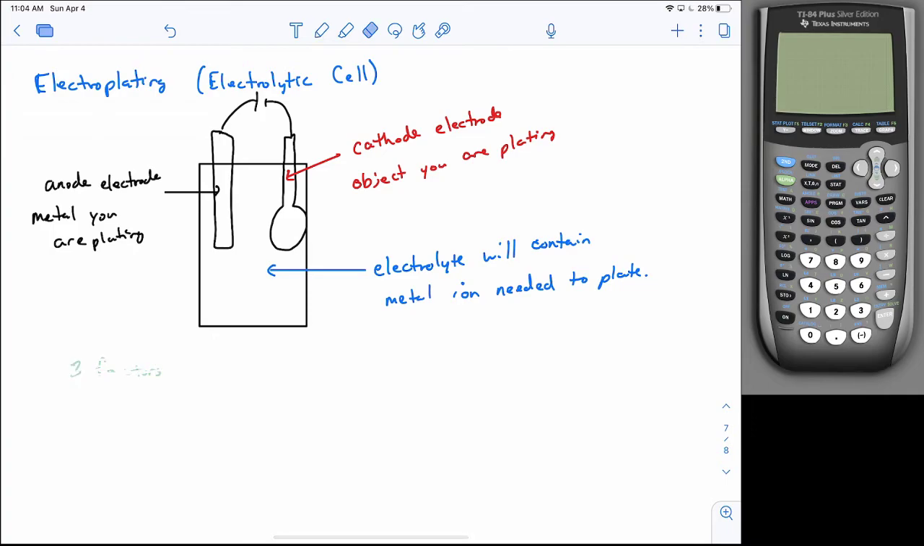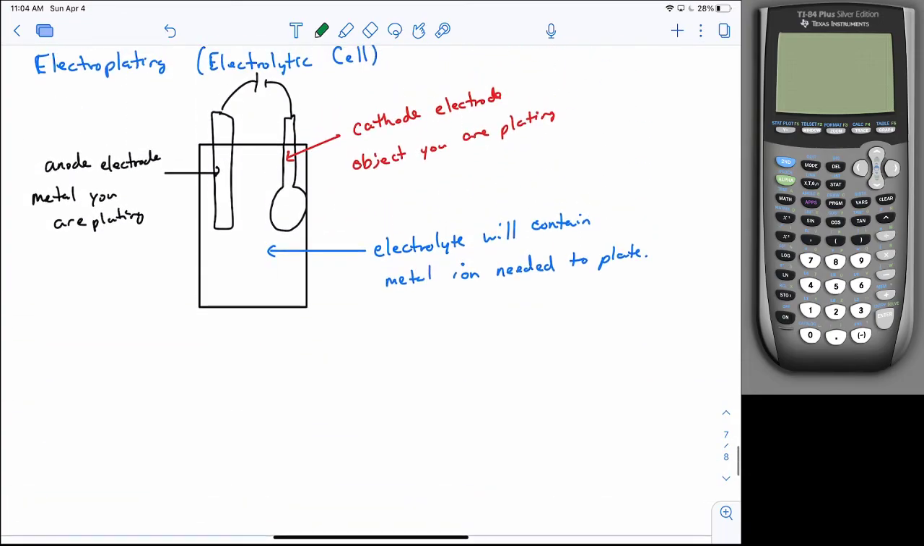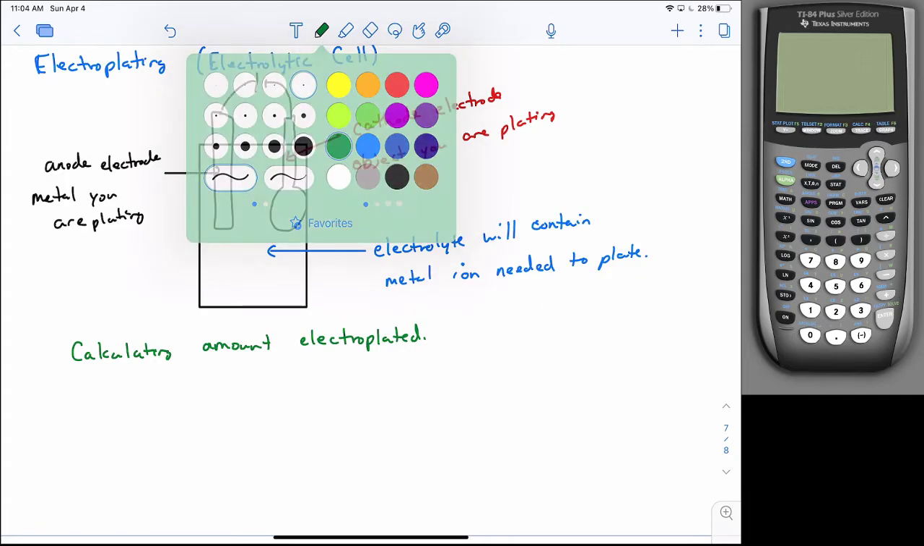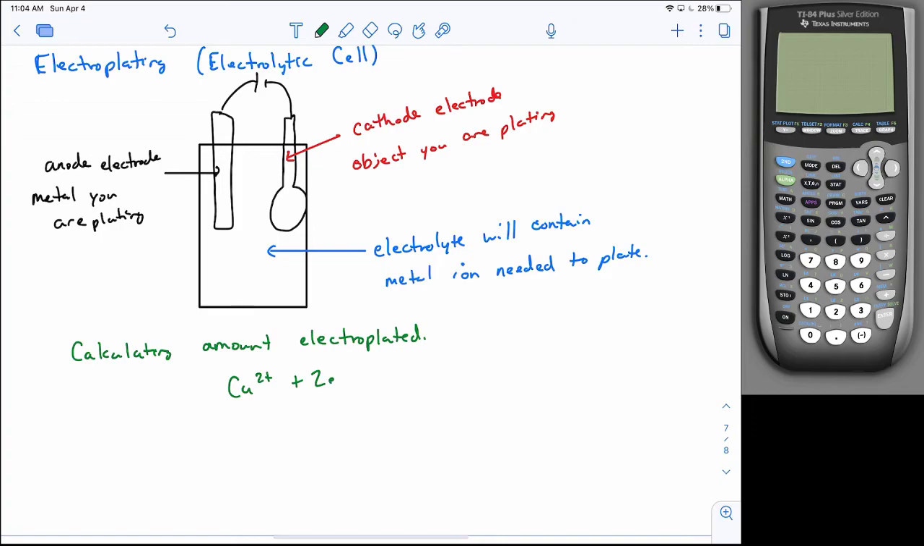Actually, you know what? Let me do this, okay? Calculating amount electroplated. Okay. So the math here is we need to figure out, based on the information we have, how much is being electroplated. Like how much metal would be electroplated here. And so I'm going to pick a random metal. We'll say copper is being electroplated. Okay, so for copper's reaction, we're going from Cu 2 plus to Cu.